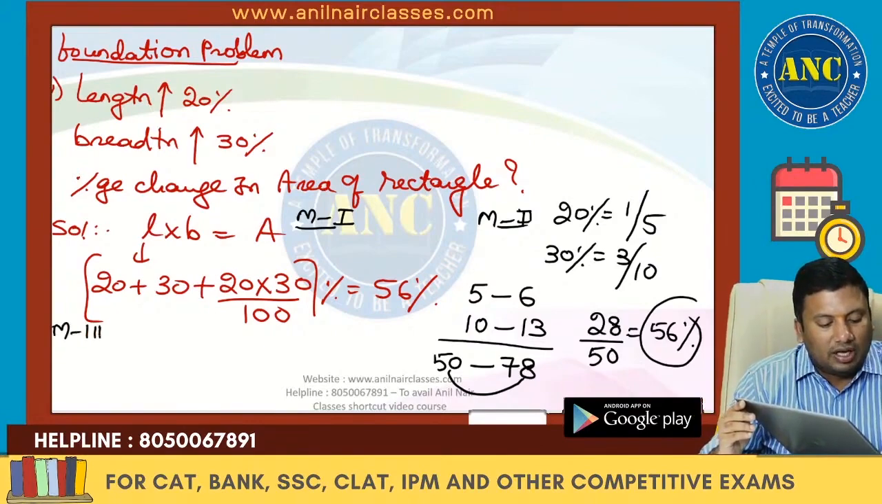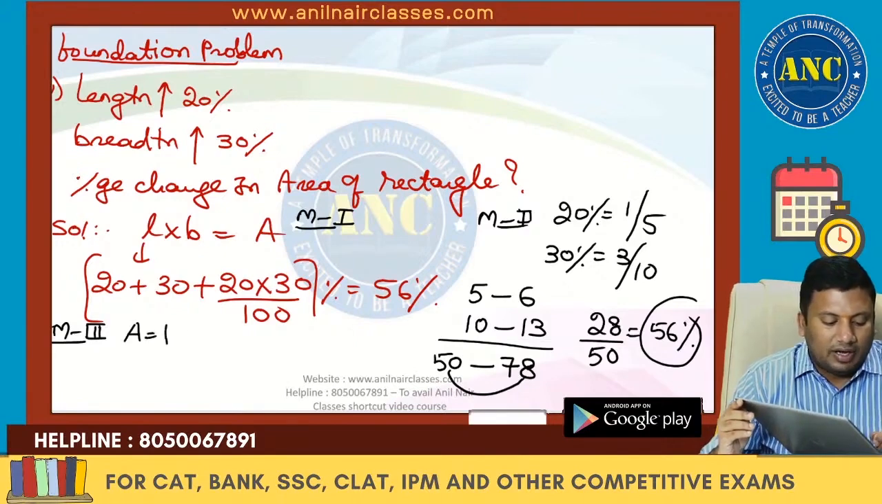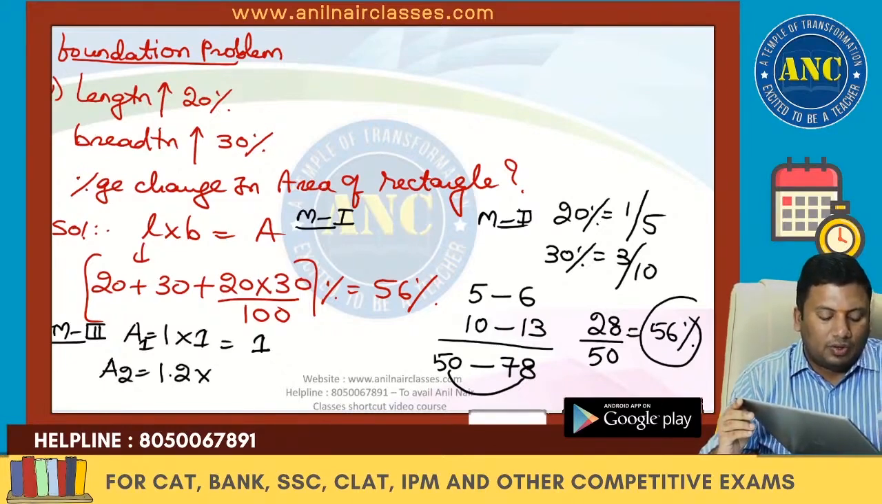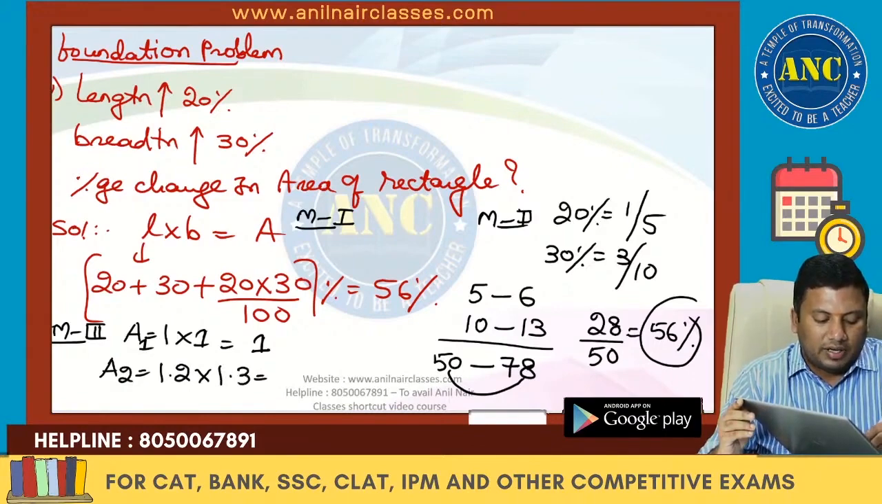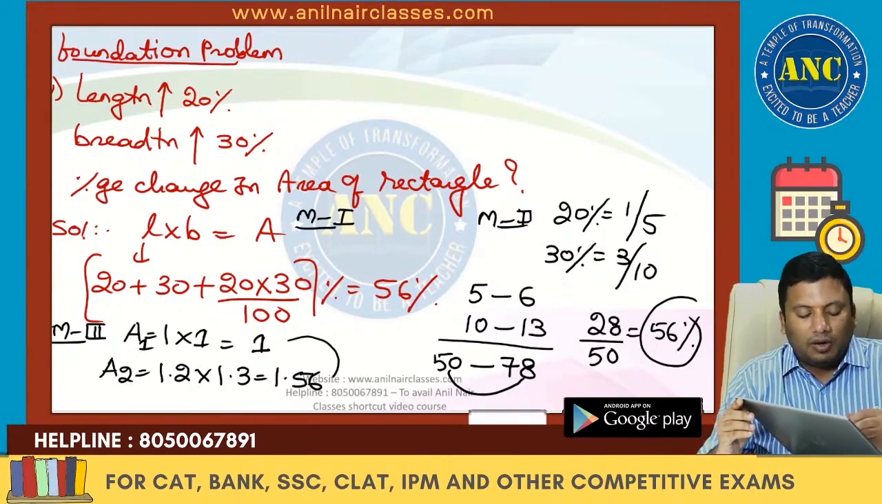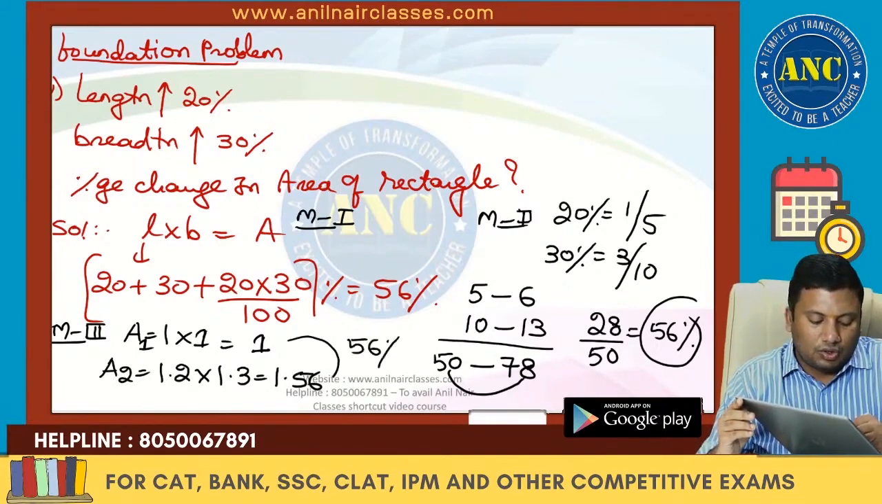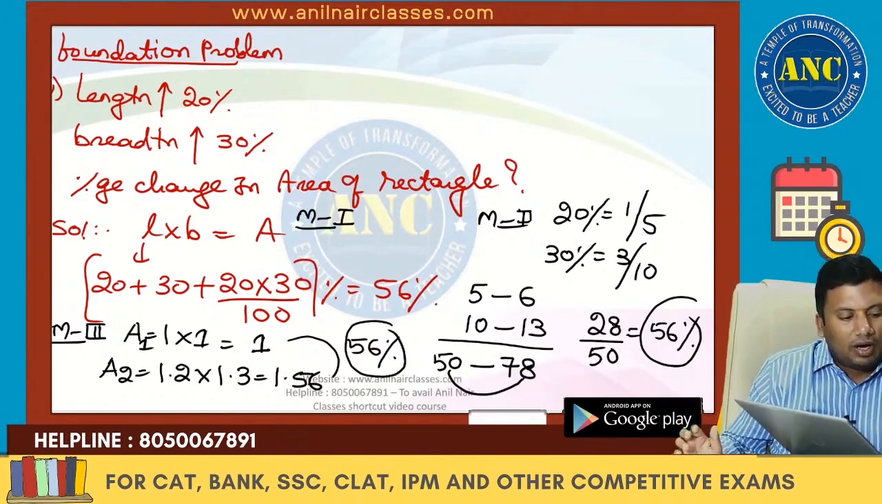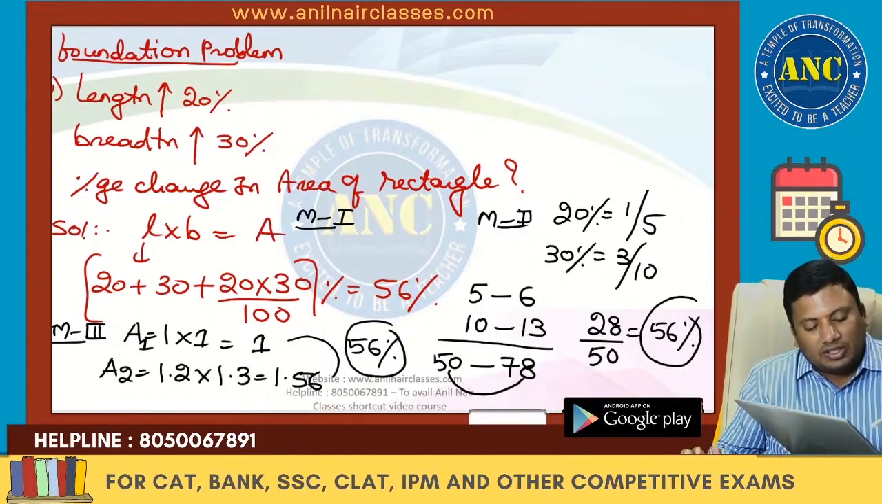Or method 3, the multiplication factor also you can use. If length is 1 unit and breadth is 1 unit, initial area is 1 unit. There is an increase of 20 percentage, so it is 1.2. There is an increase of 30 percentage, so 1.3, which gives 1.56. 1 becomes 1.56. So overall it is nothing but 56 percentage.